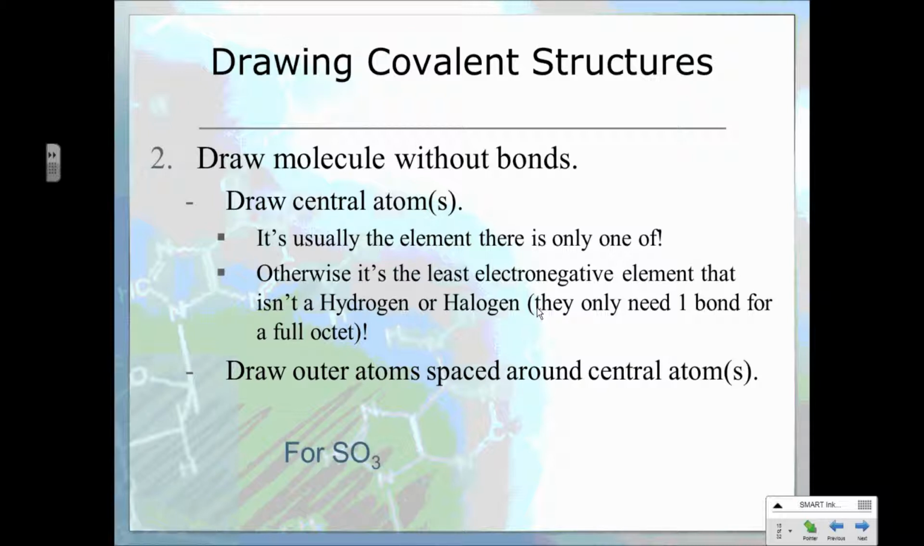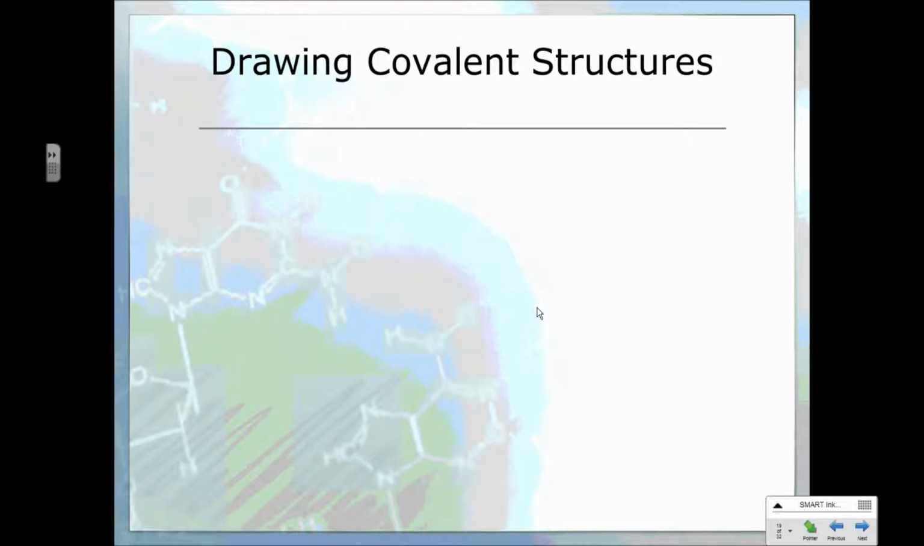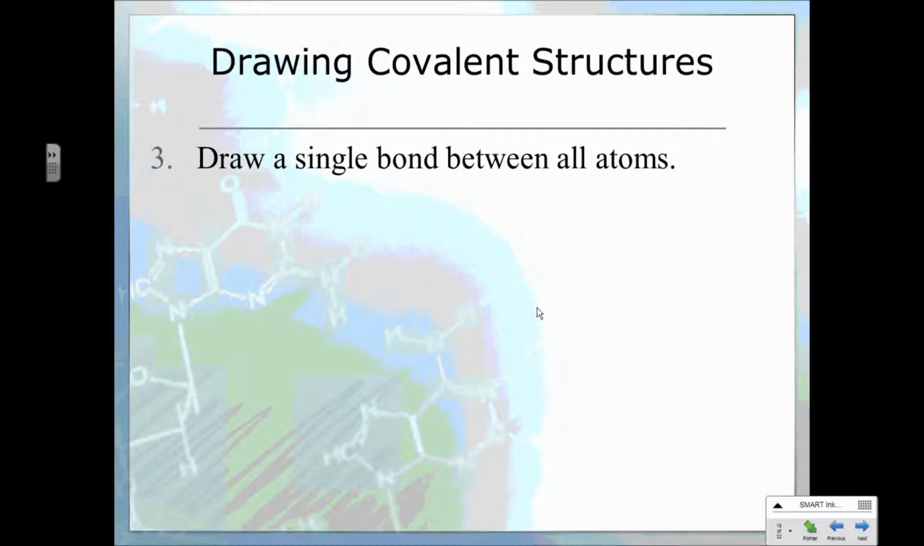So in the case of SO3, remember, we only have one S, so that means it's going to go in the middle. But if you're not sure, look up S's electronegativity, and you'll see it's less than O's. So we're going to put S in the middle, and we're just going to space the 3 O's out around it. Doesn't matter where you put them, just space them out. When we get into shapes, this spacing idea will help make our transition to understanding the shapes a little bit easier. Now, next thing we're going to do is everything's got to be connected to the center.